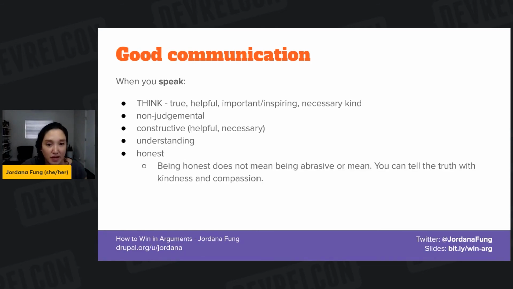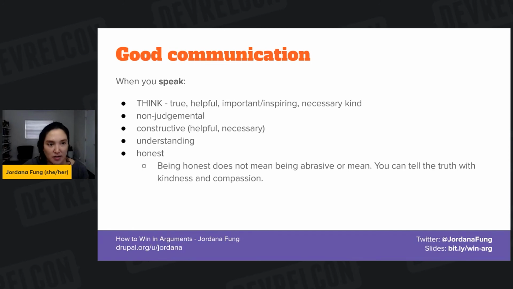And when you're speaking, remember you're speaking about the things you want to explain and bring forward. You're not attacking. You're also trying to be understood. So speak clearly, but also be patient, be understanding, and think about whether what you're saying needs to be said. Is it true? Is it helpful? Is it necessary? And is it kind?